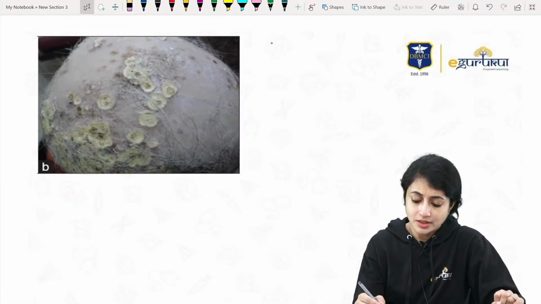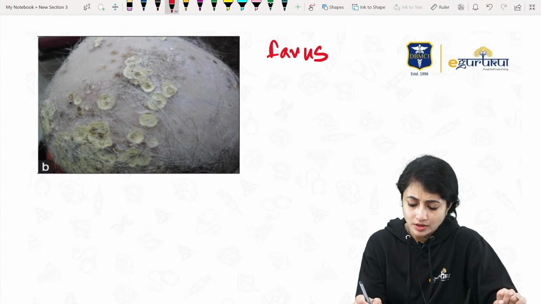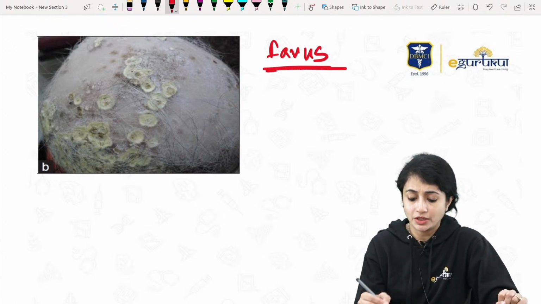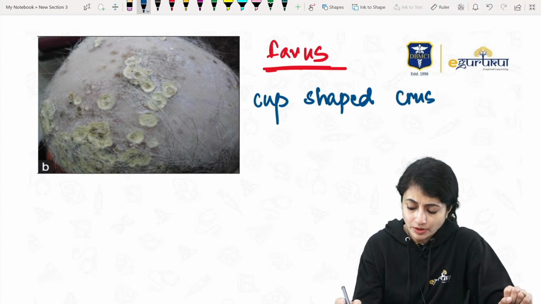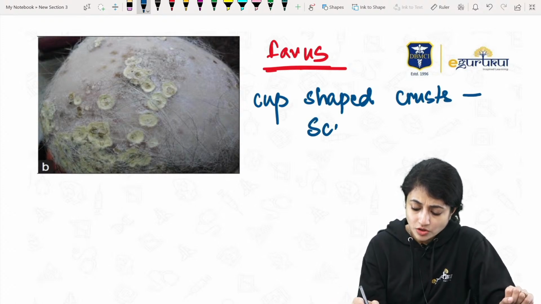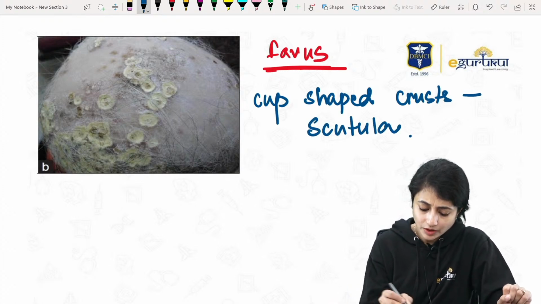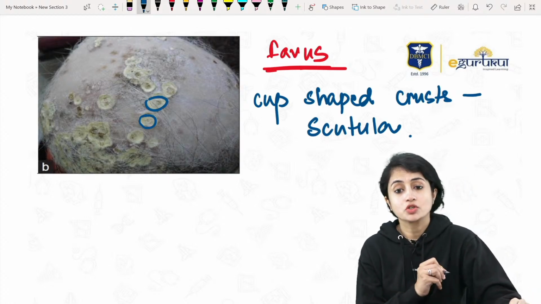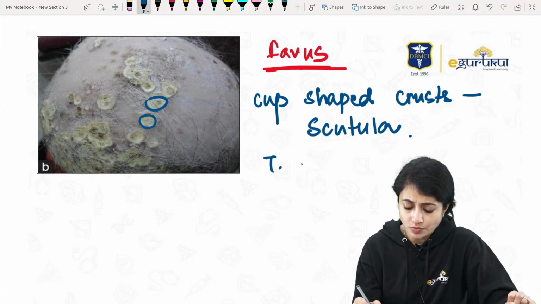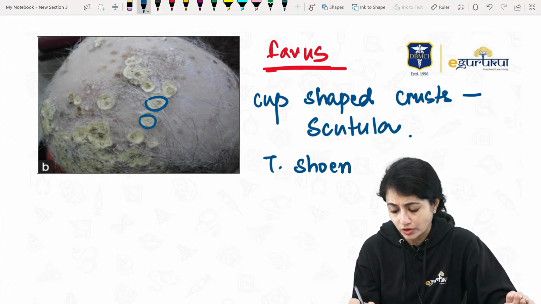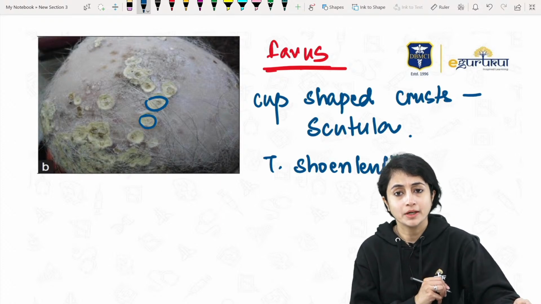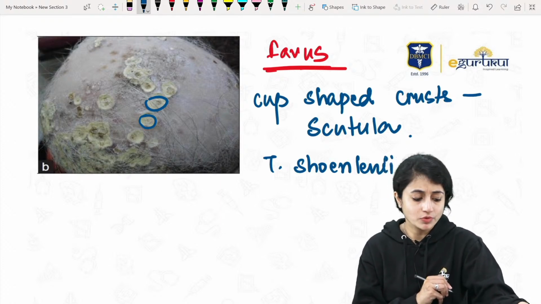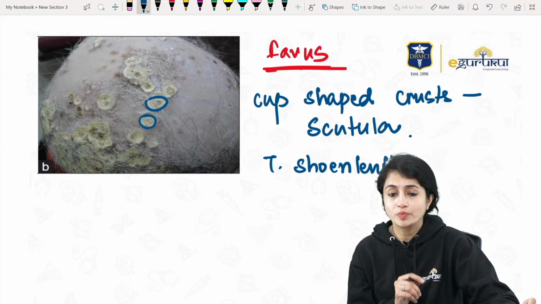And then this is favus. Favus, again an inflammatory type of tinea capitis, where you see a cup-shaped crust. Cup-shaped crust, which are called scutula. And this favus is caused by Trichophyton schoenleinii. Right? So these are the four main types of tinea capitis that you should be knowing about.